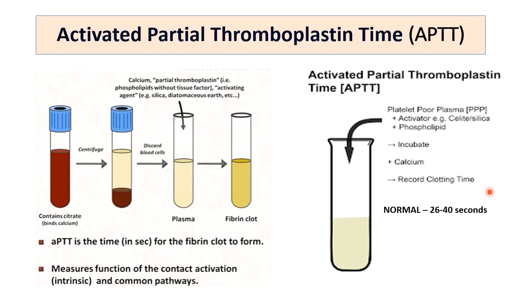It is the time taken for the fibrin clot to form, and it measures the function of the contact activation of the intrinsic pathway and the common pathway. So PT, what we saw was extrinsic pathway and common pathway. APTT is intrinsic pathway and common pathway, and the normal time is 26 to 40 seconds.